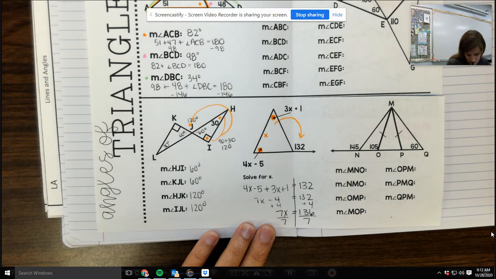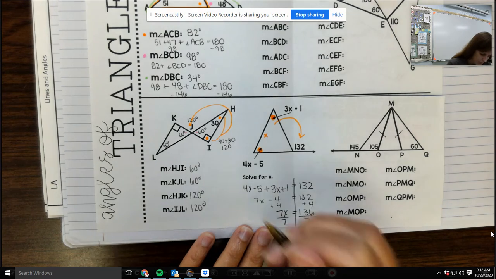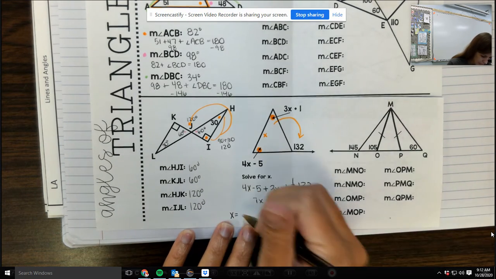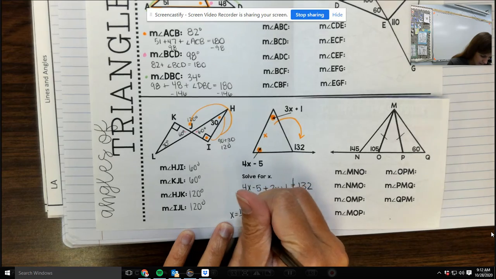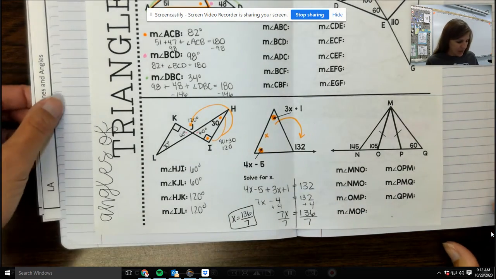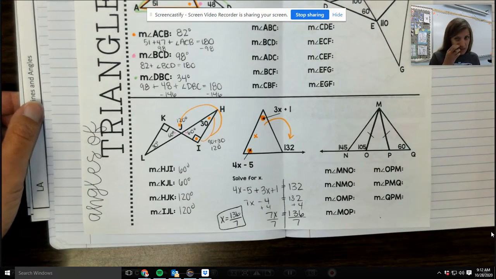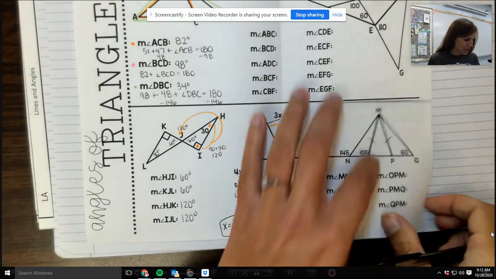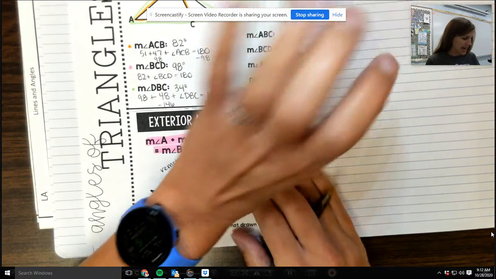Oh, I wonder if this is going to go in evenly. I don't think so. Nope. We'll just leave it. It has 136 over 7. Okay, I think I'm going to skip this one as well. Let's jump to the next one that we had.